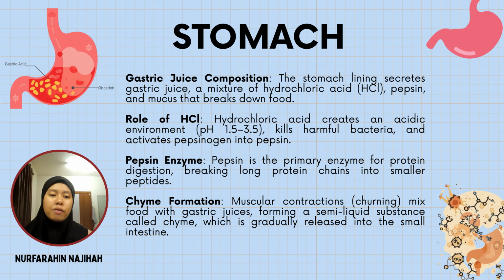The stomach also performs churning, which involves strong muscular contraction. This movement mixes food and gastric juice, forming a semi-liquid substance called chyme. The chyme is gradually released into the small intestine, where digestion and nutrient absorption continue.